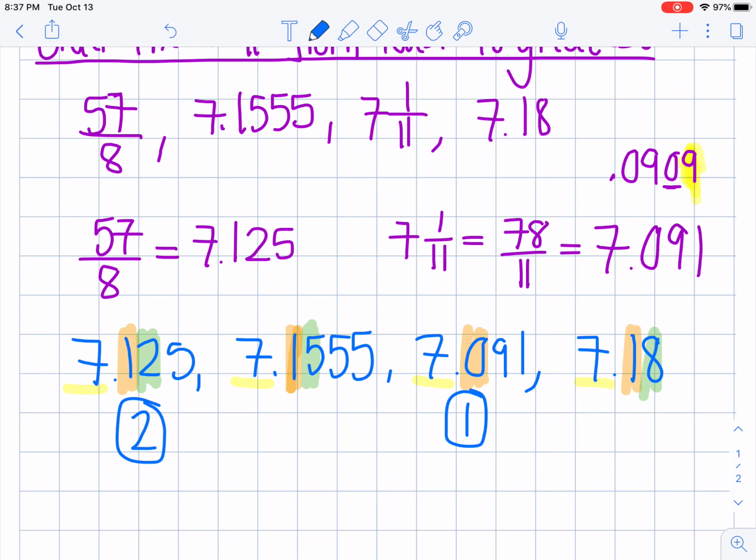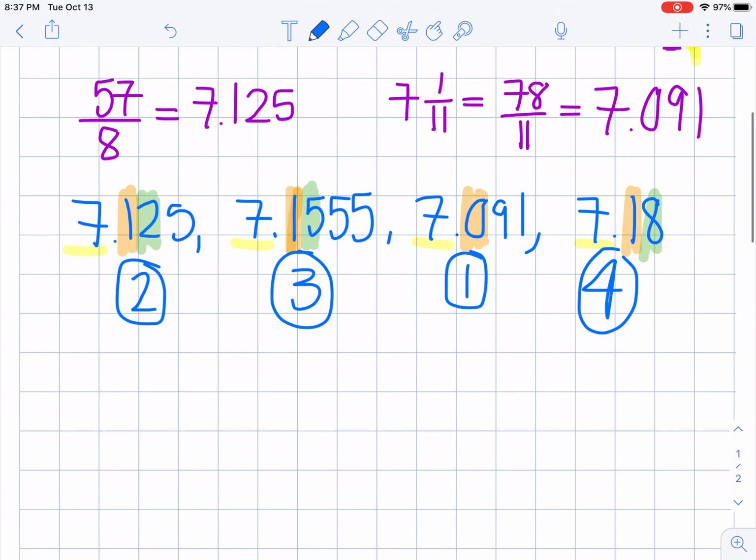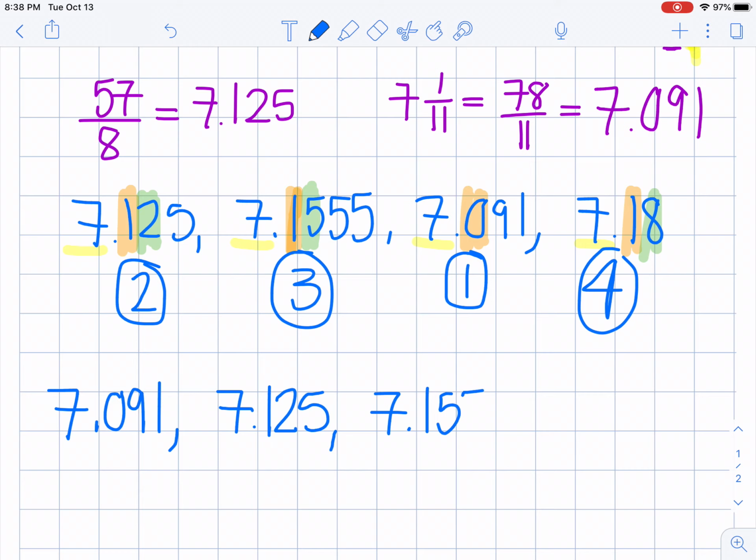Then 5. Then 8. So my numbers go in order: 7.091, 7.125, 7.1555, and 7.18. And those are going to be in order from smallest to biggest. Let me know if you have any questions.